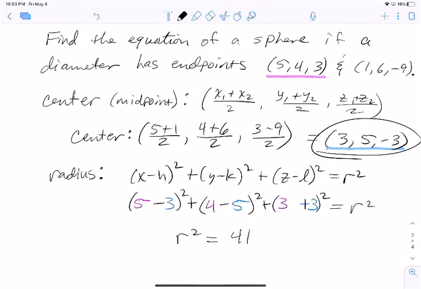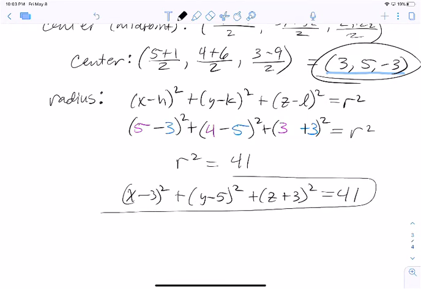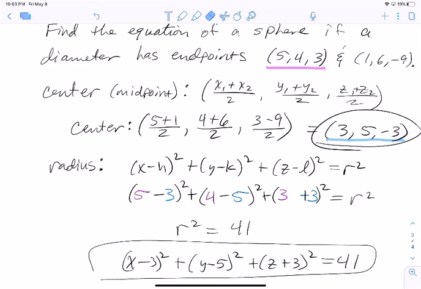What about the distance, though? Well, it's the square root, but we don't need it. We're looking for the equation of a sphere, which contains r squared. And so we're going to rewrite what we have. X minus 3 the quantity squared plus y minus 5 the quantity squared plus z plus 3 the quantity squared is equal to 41, and we found the equation that we were looking for. And I realized I circled the center. Didn't need to. That wasn't what was being asked.